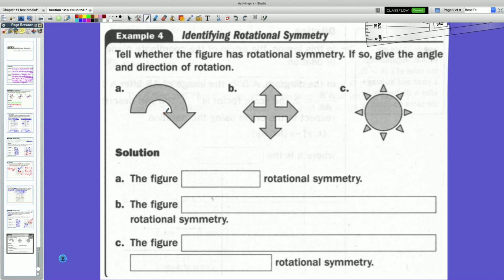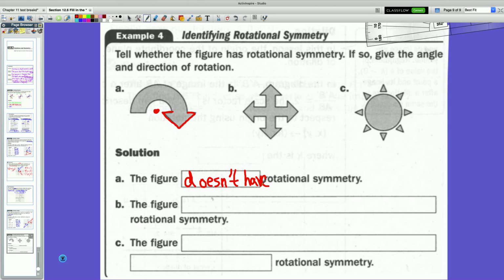Is there anywhere that I could line this up or spin it around, right? Spin it around the center. Is there any way I could spin it so that it would line back up with itself? Well, no, because there's only one arrow, right? So it doesn't have rotational symmetry. Just doesn't. 360 degrees would end back where I started, but that's not rotational symmetry. It has to be less than 360 degrees.